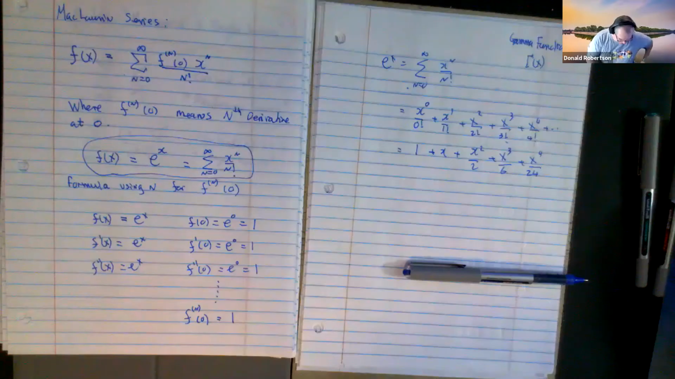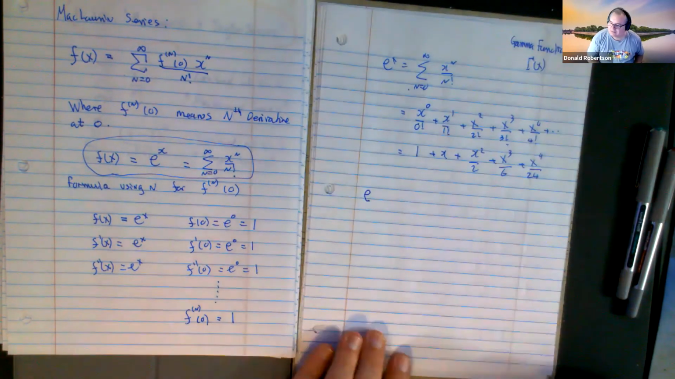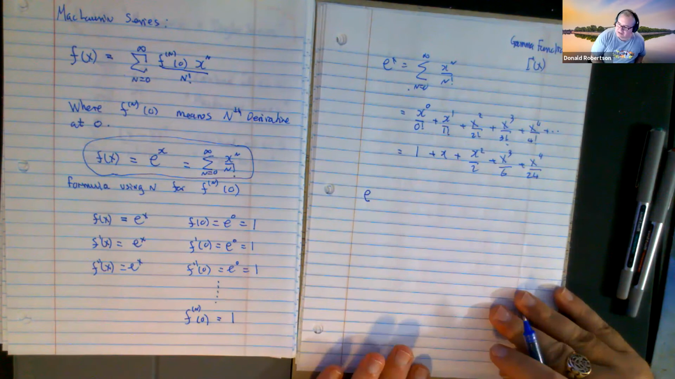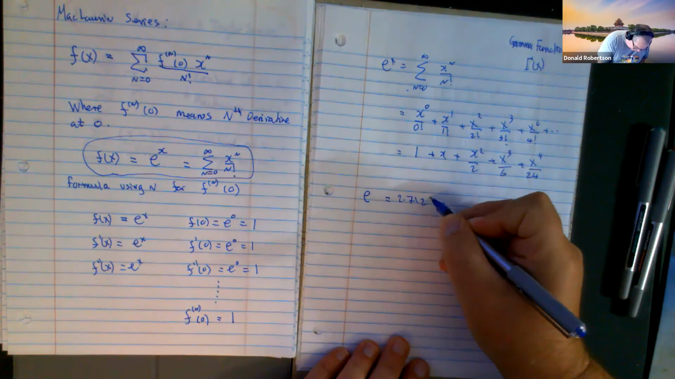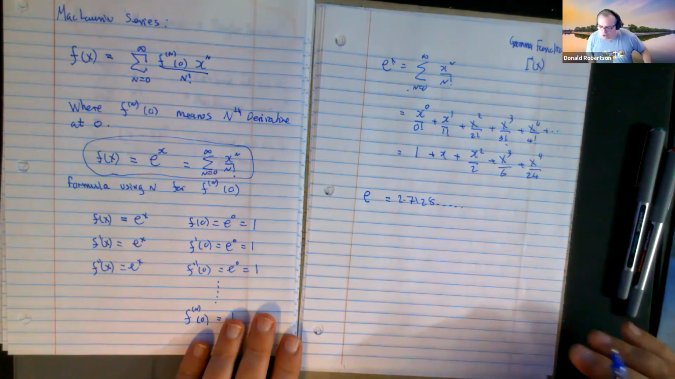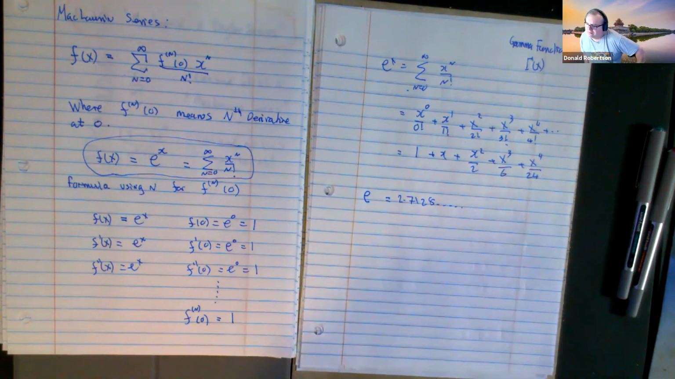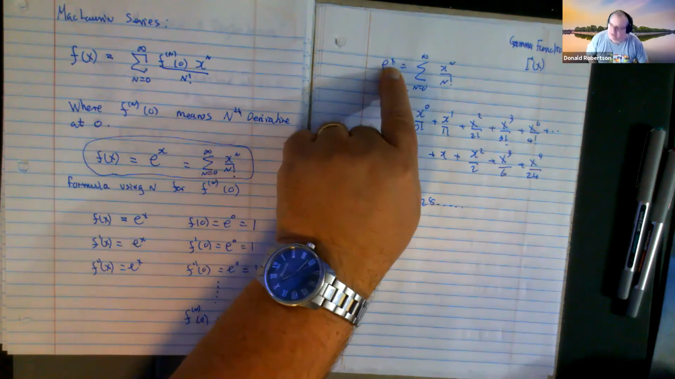So since we're in finding pretty cool stuff, here's something else. E. E is a number, right? E is about 2.7128, right? It's like pi, it goes on forever. How did they find out what number E was? It's the power series. Isn't E what you get when you plug 1 in here?